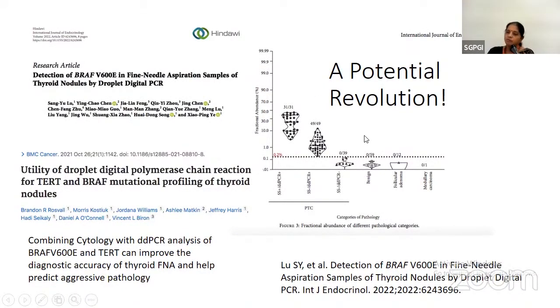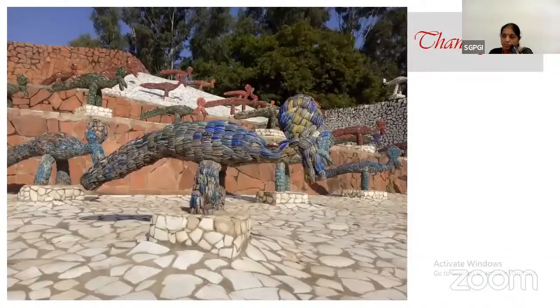And we are moving forward, and this is the latest that is coming up, detection of BRAF in droplet digital PCR. This will be a real game changer because droplet digital is again very, very easy to do. And here is another paper which has combined TERT and BRAF mutational profiling using droplet digital PCRs. And that is going to be a revolution. As I can see into the future, that's going to come into our practice.